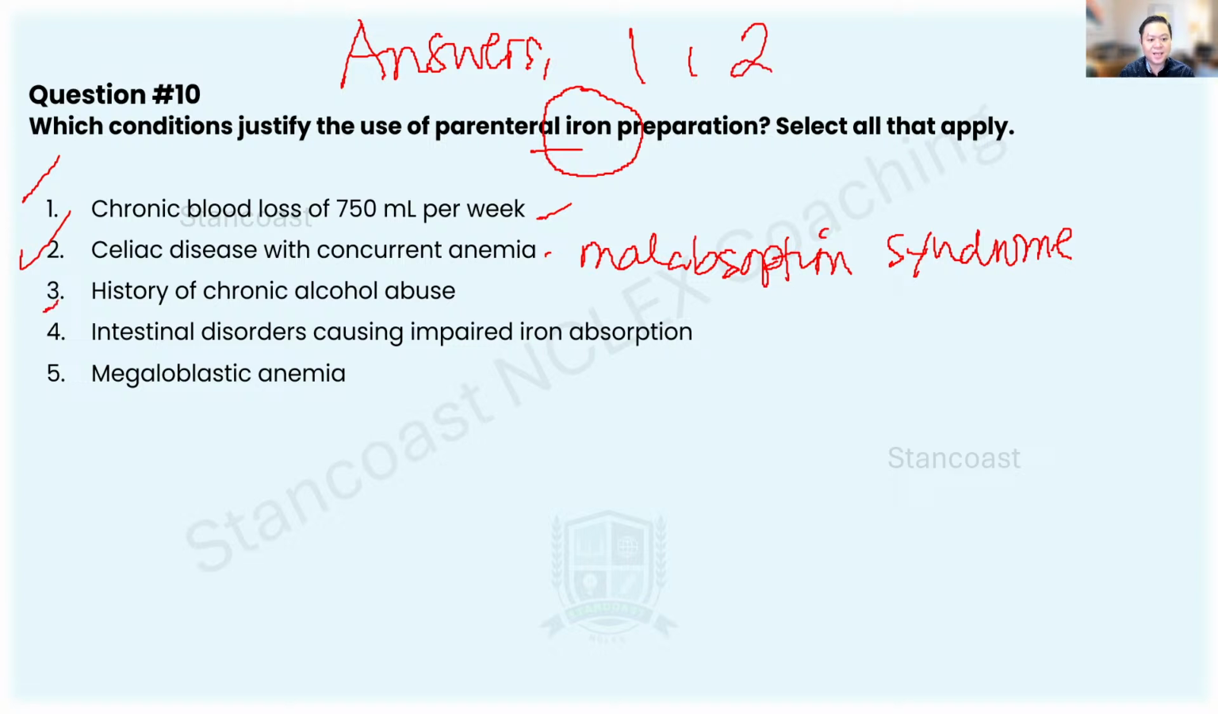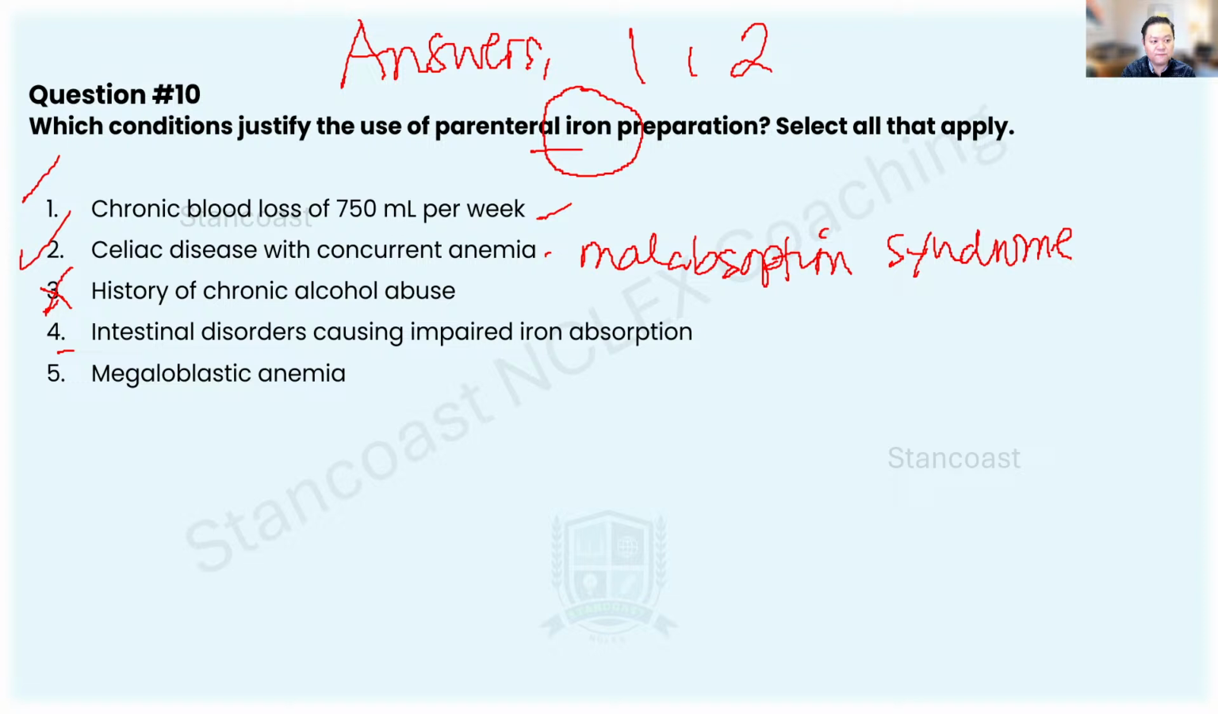History of chronic alcohol use. Do you think that this can qualify? We know that alcohol use, especially chronic use, can lead to nutritional deficiencies, but it's not going to be typically indicated due to the alcoholism. Okay, it's not. So sorry about the alcoholics. They're doing it deliberately, but it's not going to justify the reasoning why they should be getting the iron via IV.